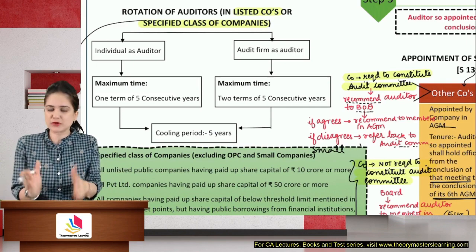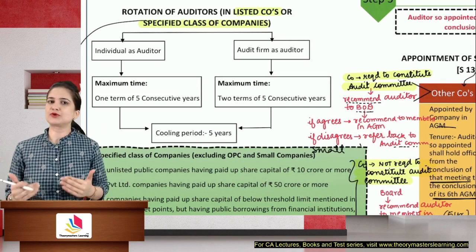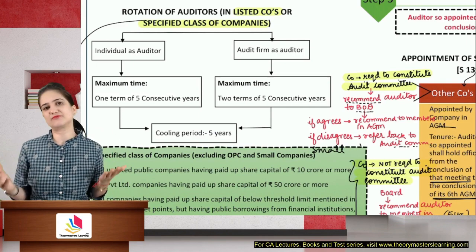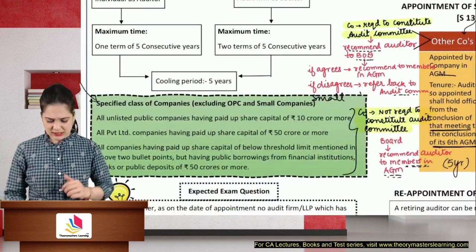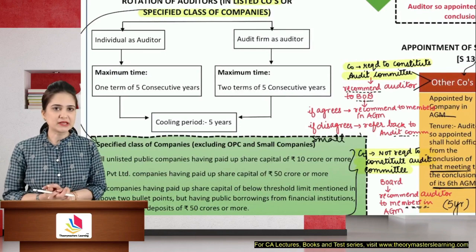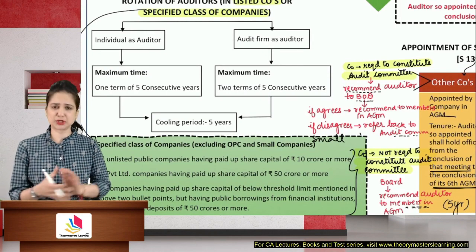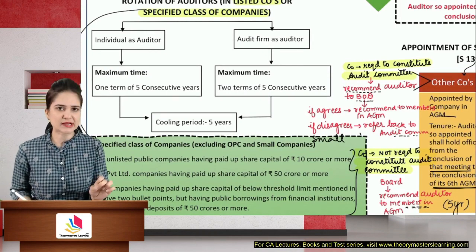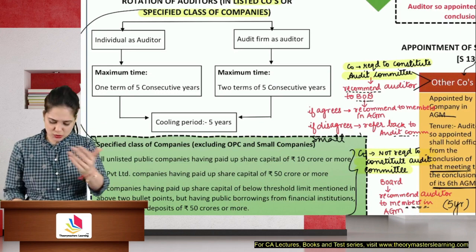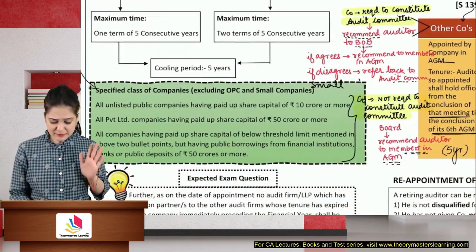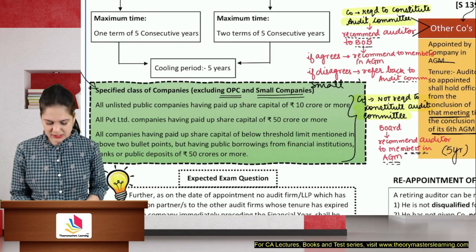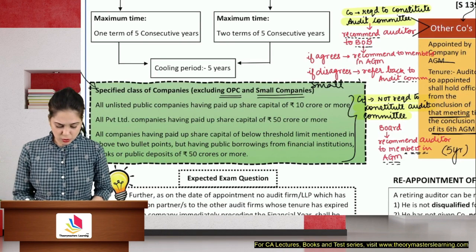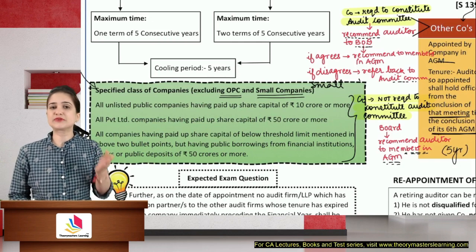After that cooling period is over, now the company, if you want to reappoint them, you can do so, or you can appoint someone else. There are certain specified companies to which this rotation of auditor applies. So it applies to all listed companies as well as other specified companies. Let us go through those specified companies. These specified companies exclude OPC and small companies. All right. So which are those specified class of companies to which this rotation applies?